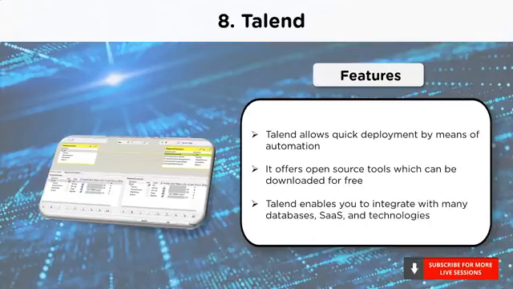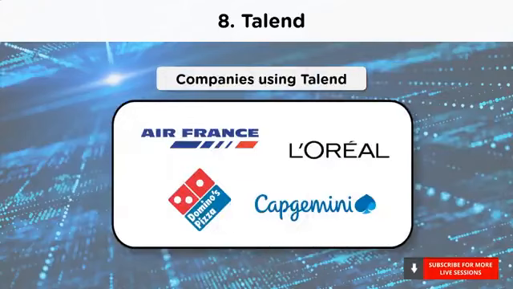Talend provides a unified platform. It allows you to integrate with many databases, SaaS, and other technologies. With the help of the data integration platform, you can build flat files, relational databases, and cloud apps 10 times faster. Those were the features of Talend. The companies using Talend are Air France, L'Oreal, Capgemini, and the American multinational pizza restaurant chain Domino's.